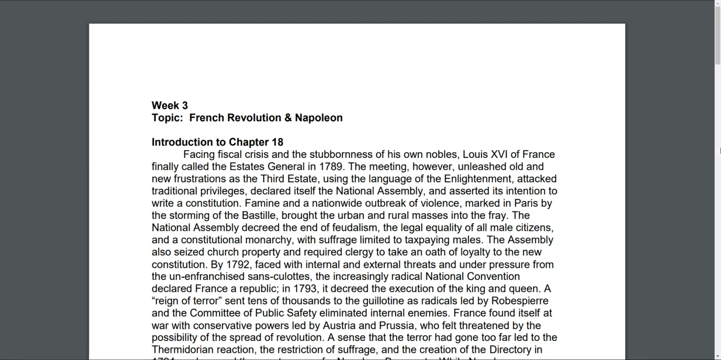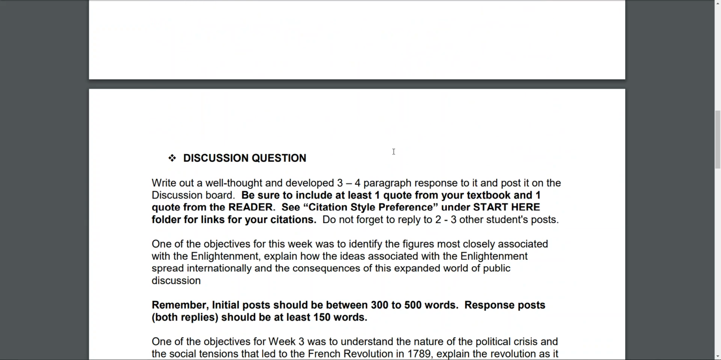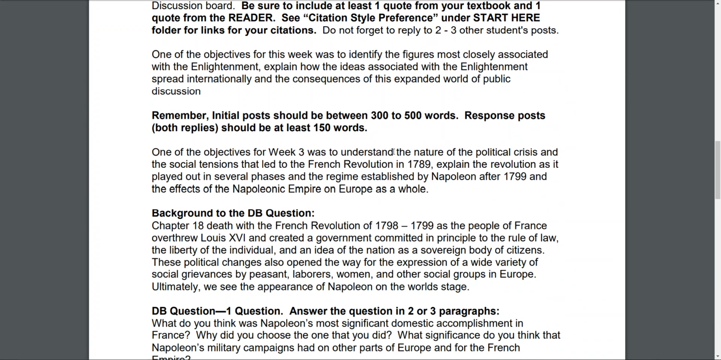I just want to spend a few minutes going over the DB question for the week. This week we have been focusing in on the French Revolution and Napoleon. What you're seeing now is the weekly instruction page. I want to scroll down to the actual question, and remind you that your initial posts have to be between 300 and 500 words, and your responses have to be at least 150, both of them together.